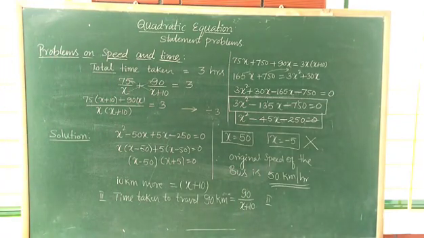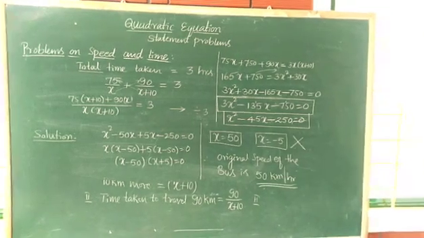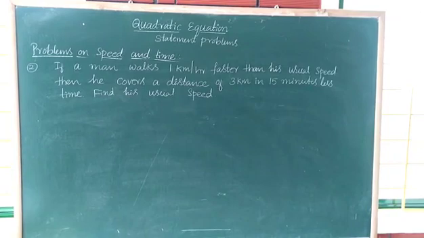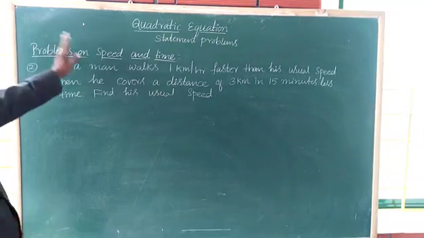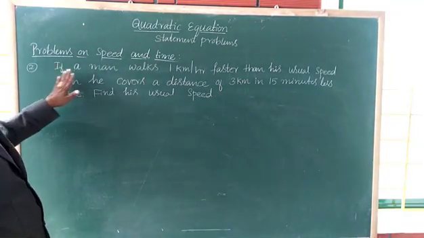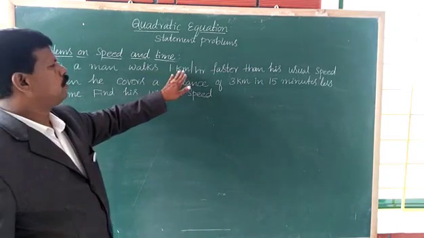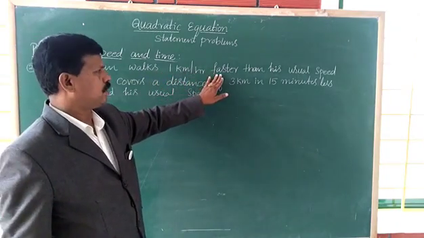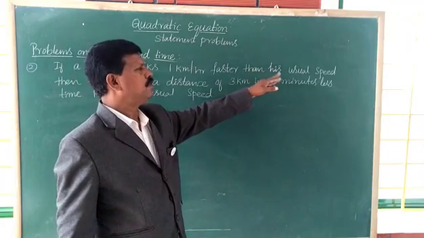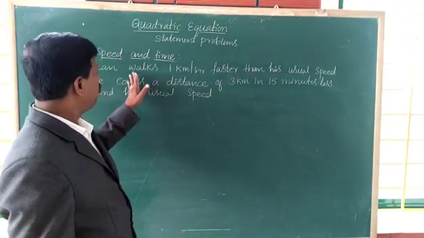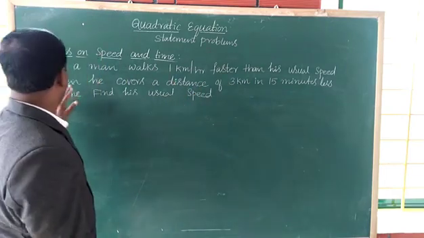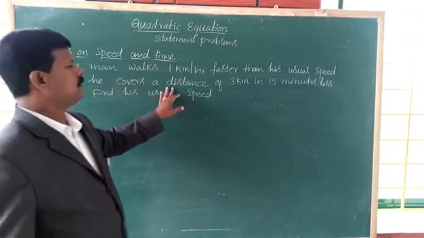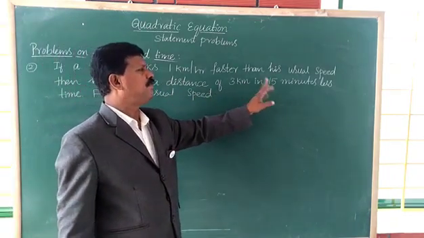So this is the problem. Clear? Now take the second one related to problems based on speed and time. A man walks 1 kilometer per hour faster than his usual speed. Then he covers a distance of 3 kilometer in 15 minutes less time.